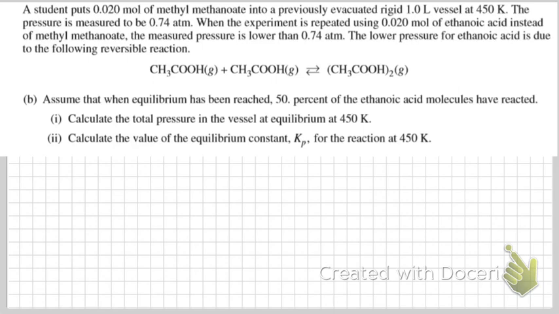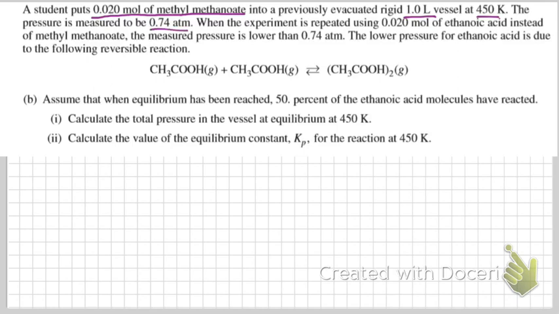We haven't reviewed gases and partial pressure and K values for that in a little bit, so this is a good chance. If we take a look at this problem, it tells us a student puts 0.02 moles of methyl into a previously evacuated 1 liter vessel at 450 K, and the pressure is measured to be that.